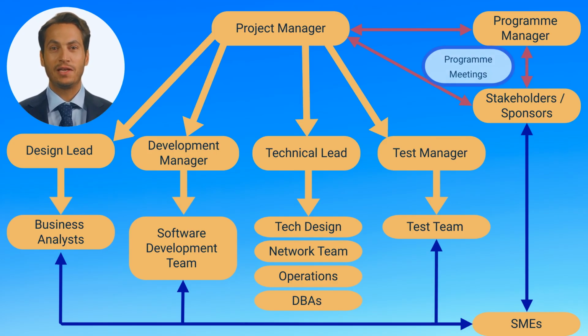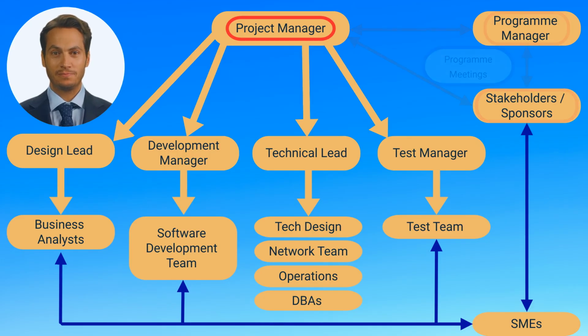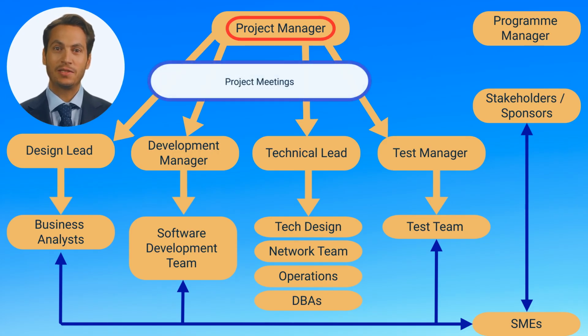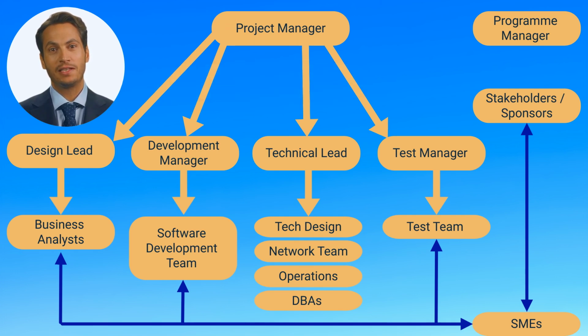There are program meetings held regularly between the project manager, program manager, and the stakeholders, where the project manager reports progress. Issues and risks are also discussed and the project direction is altered if required. The project manager will also hold regular meetings with the project team to adjust the plans if required and manage risks and issues.